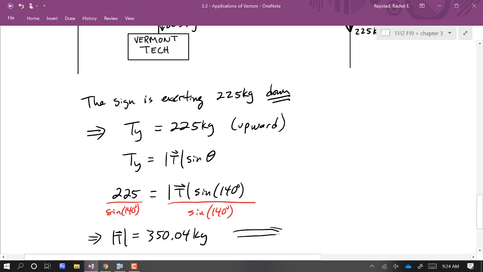Now, since I already know the direction was 140 degrees, we just found the magnitude. That means we have the vector. This tension vector is 350.04 kilograms at 140 degrees.